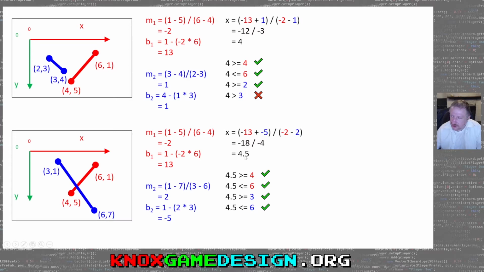So to determine whether these two lines collide, we take that 4.5 and determine if it's greater than or equal to the min x, and whether that 4.5 is less than or equal to the maximum x for both lines. So the first line goes from 4 to 6, so 4.5 is between 4 and 6. The second line goes from x value 3 to x value 6, so 4.5 is between 3 and 6, so that means the two line segments do cross.